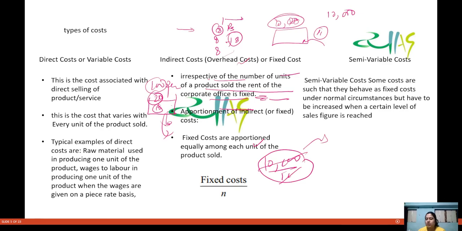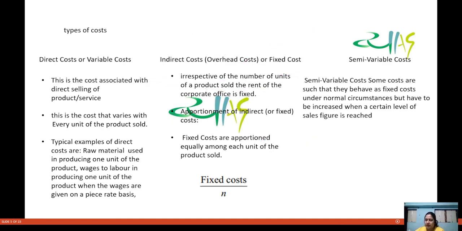So I hope now this is clear to everybody, what is the meaning of fixed cost. So mostly rent comes in the example of fixed cost. Even sometimes machinery, because see, big machines, we will not apportion to each item.